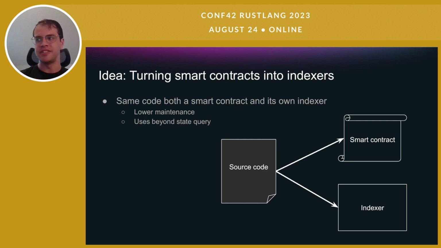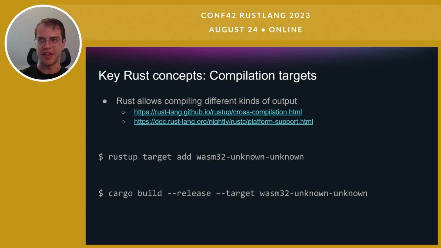And even better still, it would make our indexer more powerful than your average indexer because it would have access to all of the smart contract's logic. And it would be able to do things like simulate an entire transaction off-chain, and that gives you free, low-latency feedback to users about potential errors. So this is what we're aiming for. This is our idea. How are we going to accomplish that using Rust?